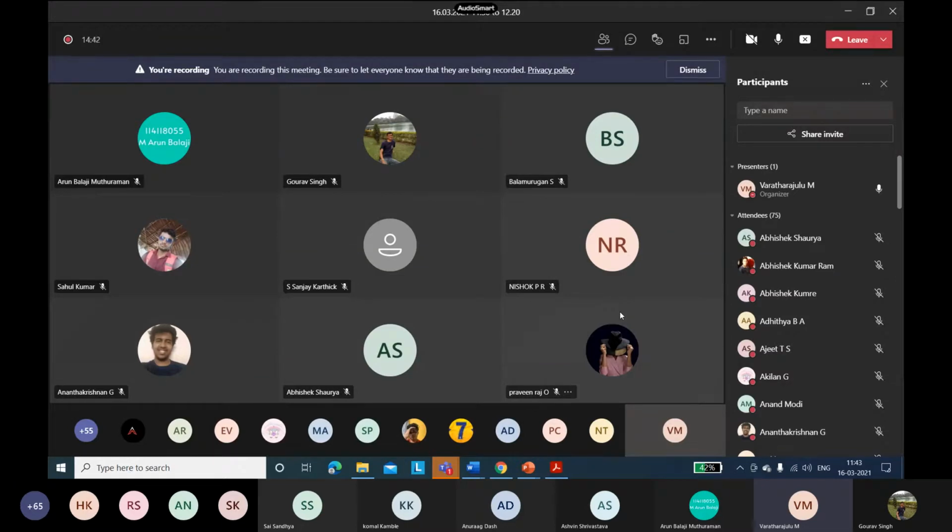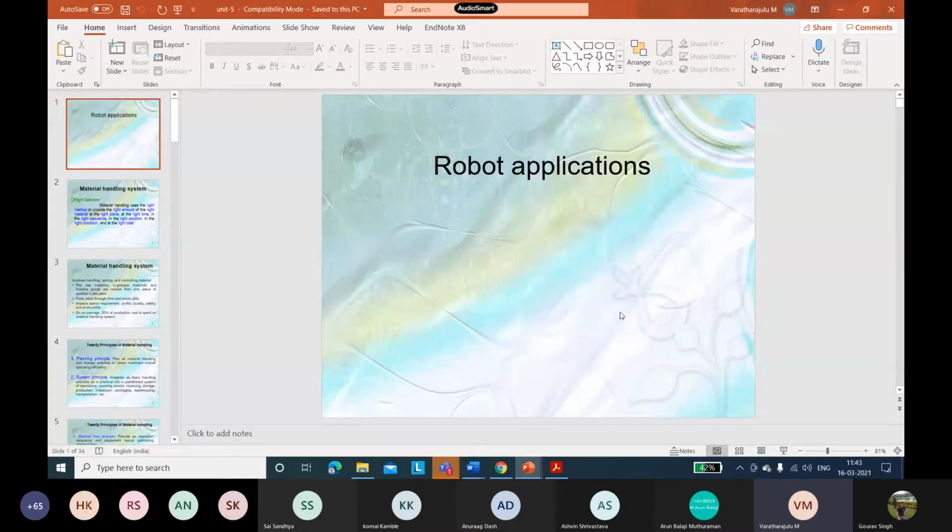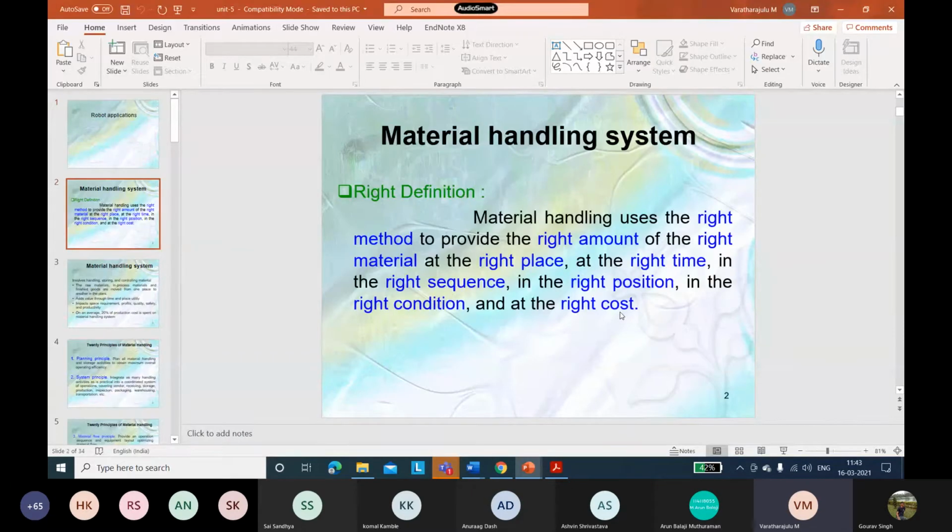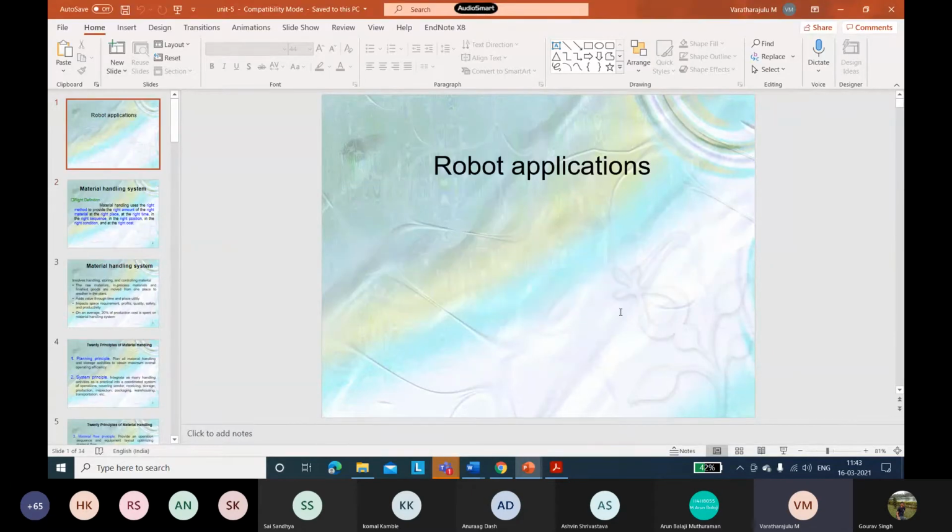In connection with material handling, I have slides, and we'll talk about material handling in detail.